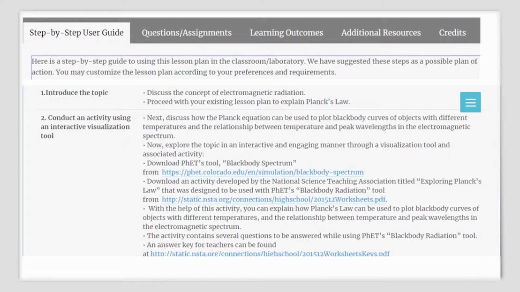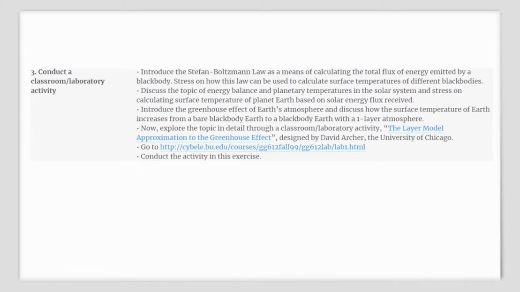With the help of this activity, you can explain to your students how Planck's law can be used to plot blackbody curves of objects with different temperatures and the relationship between temperature and peak wavelength in the electromagnetic spectrum. The activity contains several questions that you can give your students to answer in their classroom or lab activity. You can then continue this lesson plan.